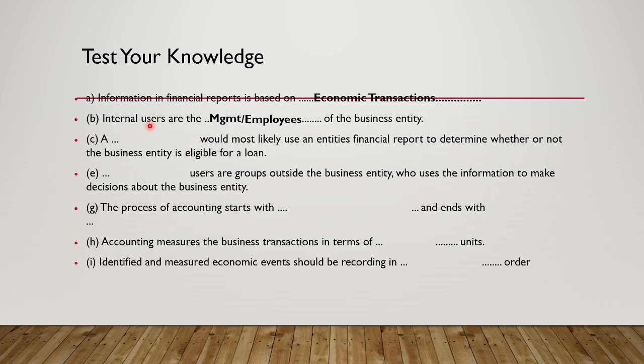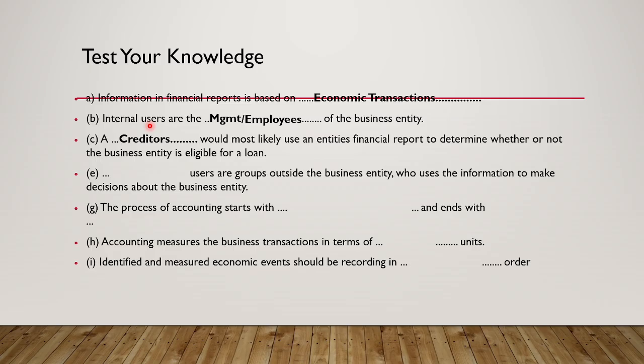A dash would most likely use an entity's financial report to determine whether or not the business entity is eligible for a loan. So who will look at it for the loan? Banks. As I told you, they will see whether we will be able to repay our principal and interest or not. Then only they'll provide the loan. Even creditors will also look, and then only will they supply the goods. So in this case, creditors will be checking this information using the financial report.